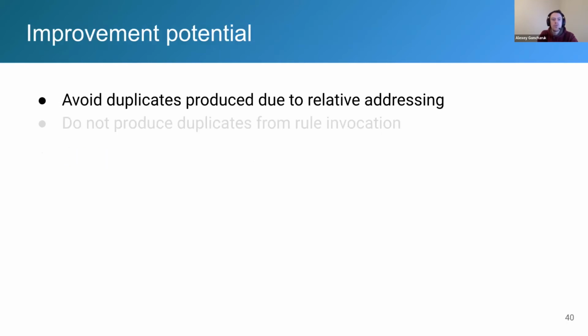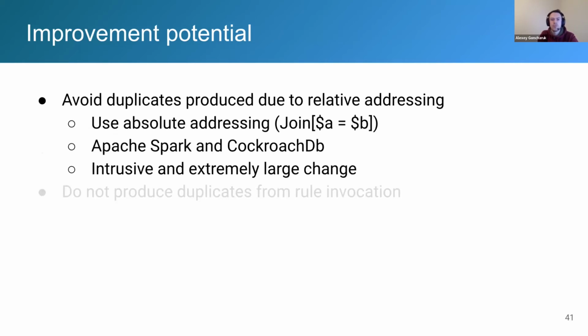So now, how can we improve this, and how big could the improvement be? Obviously, the last two issues could be addressed by using an absolute addressing of inputs for relational operators. And actually, this is used by some of the projects. For example, CockroachDB and Apache Spark use that.